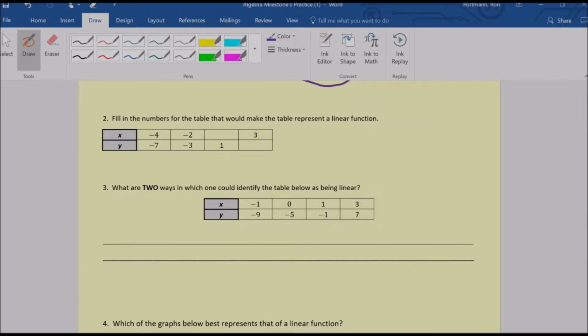Question number 2, this one gets very tricky. This is a tough question right here. Fill in the numbers for the table that would make the table represent a linear function. Well, if it's linear, like we just said, it has to have a constant rate of change. So we are going to assume that it is linear, and we're going to fill in the numbers right there that would make it linear.